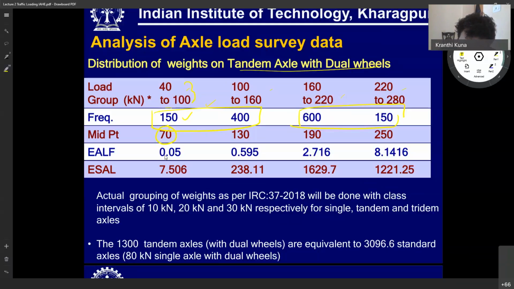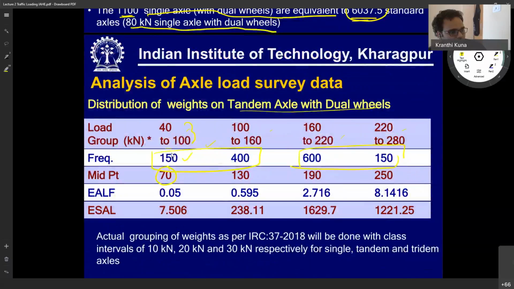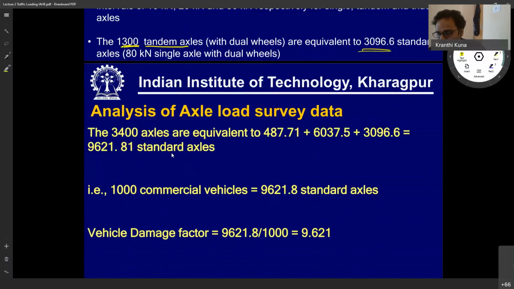So what it means is, if you run 1300 standard axes out of 3400, which is equal to 9621 standard axes, that is how we calculate the damaging factor. This is an example, but in pavement design, if you are running the design, it might be a bit more complex, because you will have different vehicles.